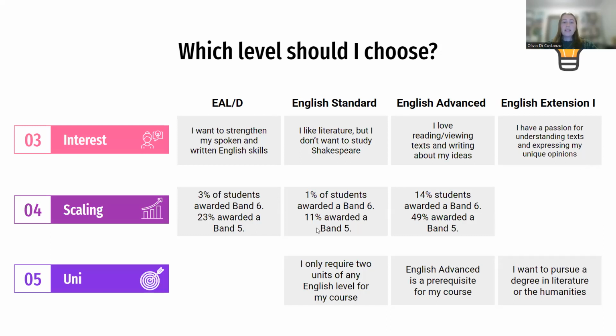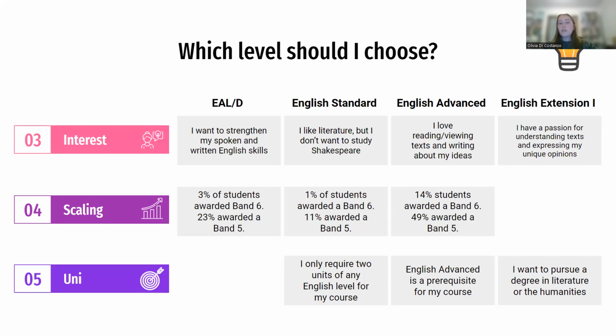Now, the next thing to take into account is, in my opinion, one of the most important, and that is personal interest. How interested or passionate are you about English? At the end of the day, you're the one who will be taking the subject, reading the texts and writing about them. So you want to feel confident that you're in the right level for you. One of the distinguishing features between Standard and Advanced that most students find to be a deciding factor is that Shakespeare is not a prescribed text in English Standard. So that may be something to take into account and gives an indication of the difference in the level of text.